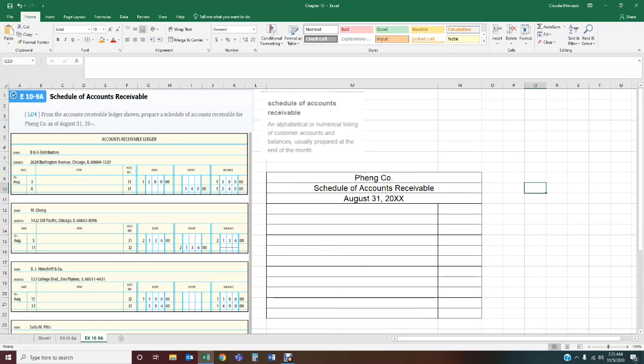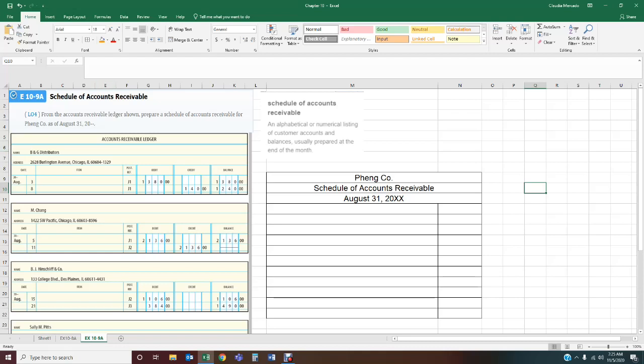This deals with a schedule of accounts receivable, okay? It says, from the accounts receivable ledger shown, prepare a schedule of accounts receivable for Fang Company as of August the 31st. Now, I was mentioning that we have to keep track of our receivables for each customer. This is what our accounts receivable ledgers look like.